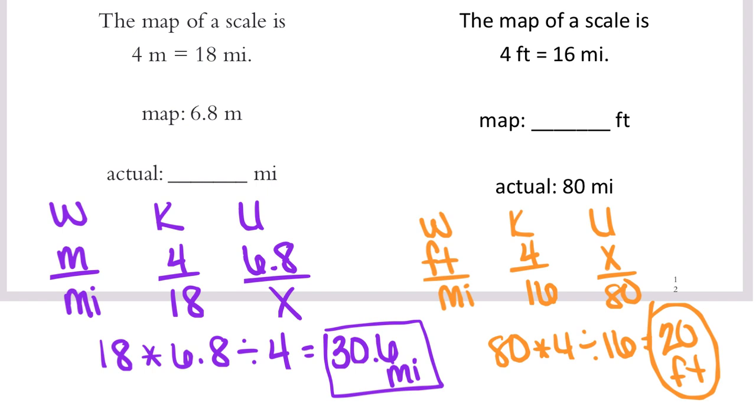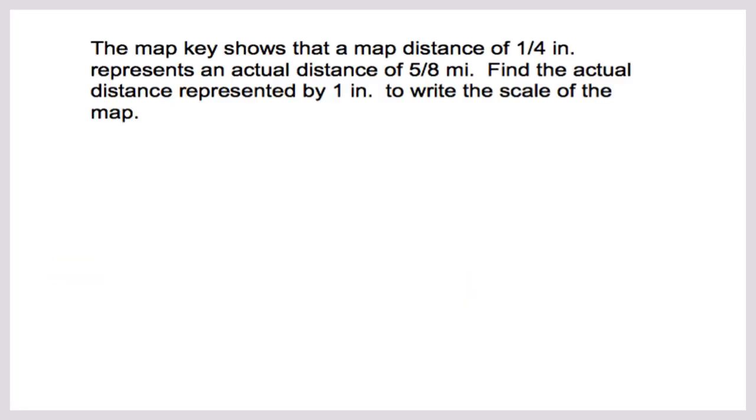So we good so far on this? Kind of simple. Until we throw word problems in like the next one. Okay, so we're going to keep the same thing. And just like in the way we were doing it, if we just follow our same pattern, we're going to get the answer every time. So on this one, it says that the map key shows that a distance of 1/4 inch represents an actual distance of 5/8 miles. This first sentence that they've given you is what you know.